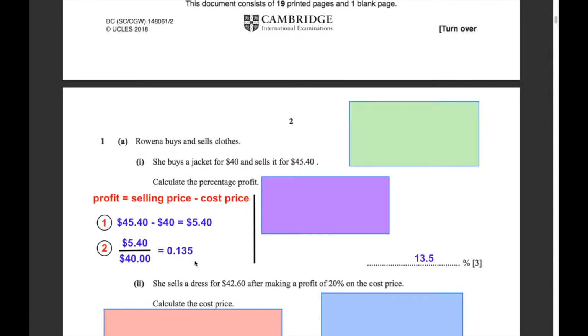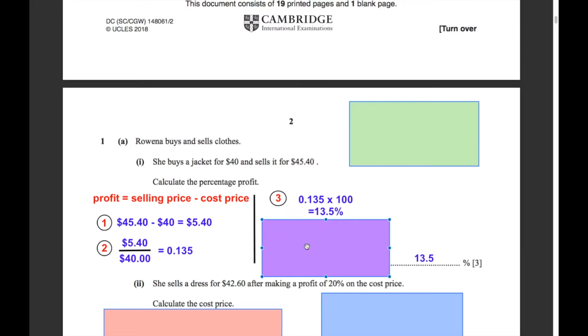We use our calculator and we get 0.135. That's in decimal form. Now you'll notice that the dollar sign is gone, and that is because it's division. So this dollar sign will cancel out, right? It's similar to 5 divided by 5, which is just 1. Anything divided by itself is simply 1, and anything multiplied by 1 is just that same thing. So we end up with 0.135. We have to change that into a percentage, so we just multiply it by 100, and that is 13.5%.